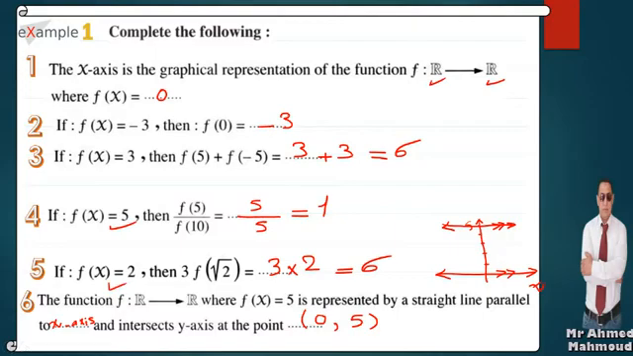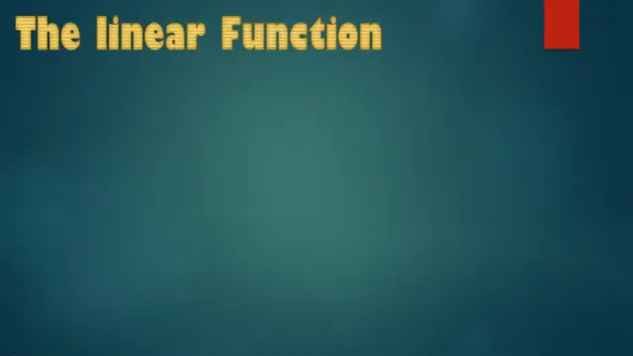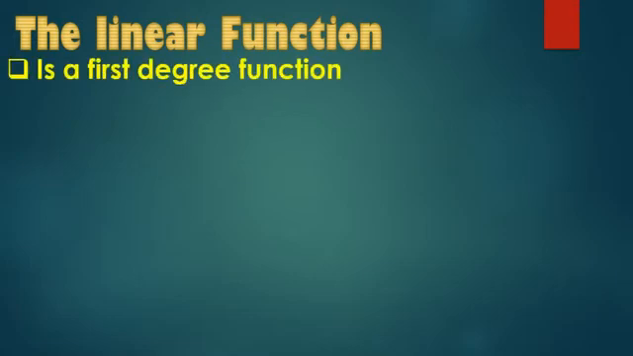Now I'm going to study the second type, which is called the linear function. We have studied linear in the second prep. It was called linear relation, but now we are going to study the linear function. It's exactly as we studied in the second prep. The linear relation is the same as the linear function. It's the first degree function, a polynomial function of first degree.